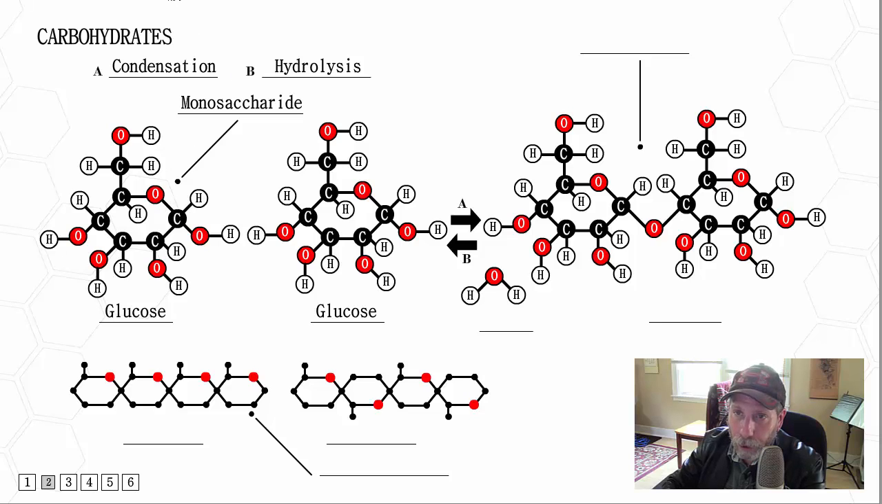The formula for glucose is C6H12O6, right? So there are 6 carbons in here, there are 12 hydrogens, and there are 6 oxygens. There is a particular way that all of these atoms are oriented.